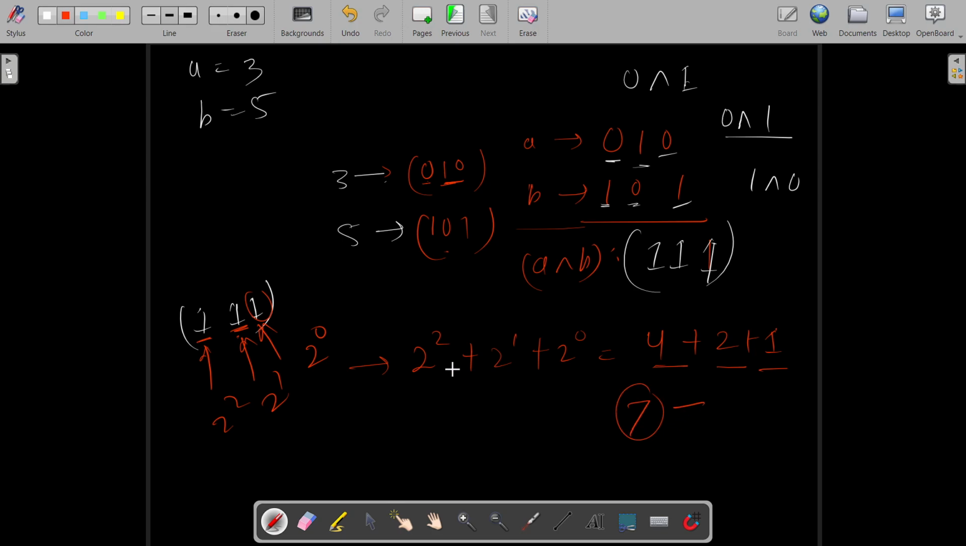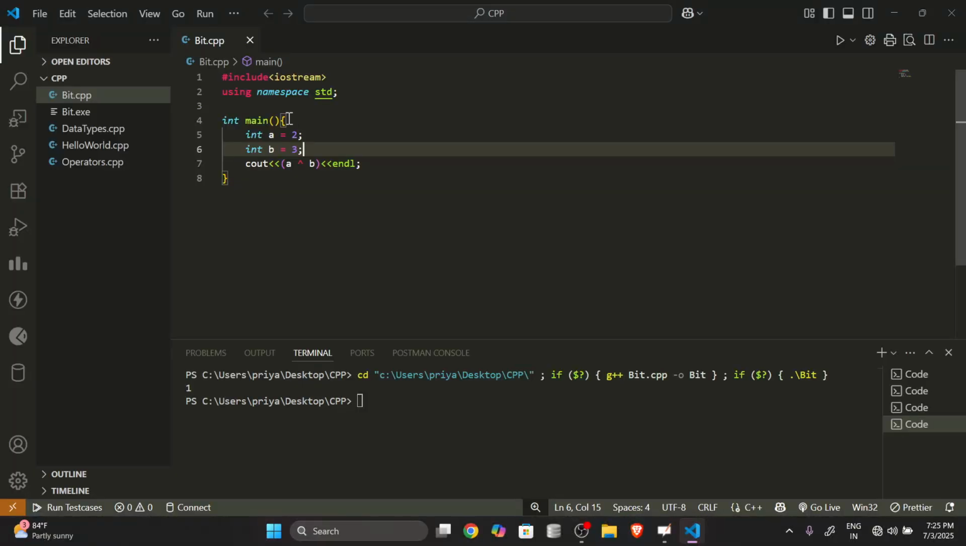So we get 7 as the bitwise XOR of A and B when the value of A is 3 and the value of B is 5. Let's test this. Let's get back to Visual Studio Code.